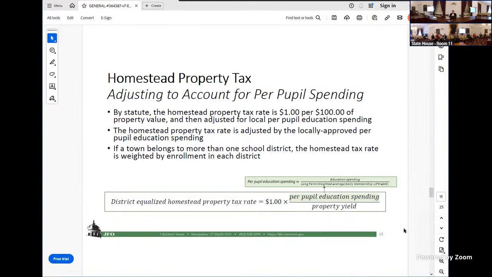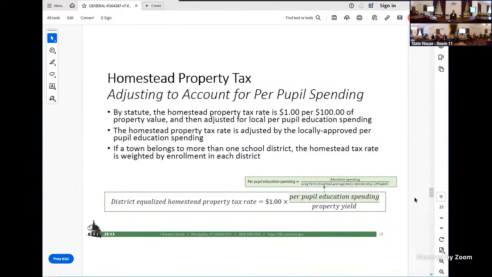So this is where we get into that homestead property tax and how the local homestead property tax rate is calculated. And it's calculated to adjust to account for differences in per pupil spending, right? That per weighted pupil spending. So the way that it works is, and I will say, some of us think in formulas and equations, some of us think in words. The two are saying the same thing here. So the words are really just spelling out what's happening here in the equation.